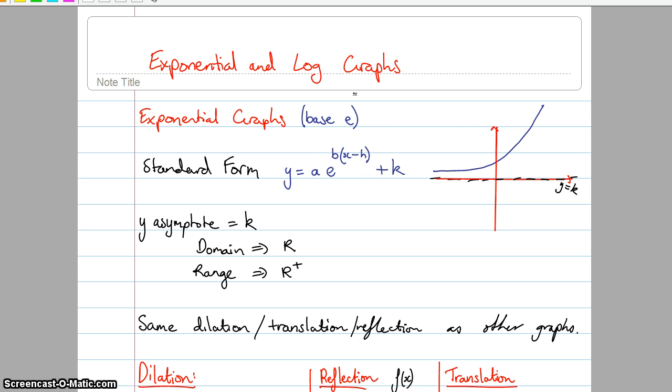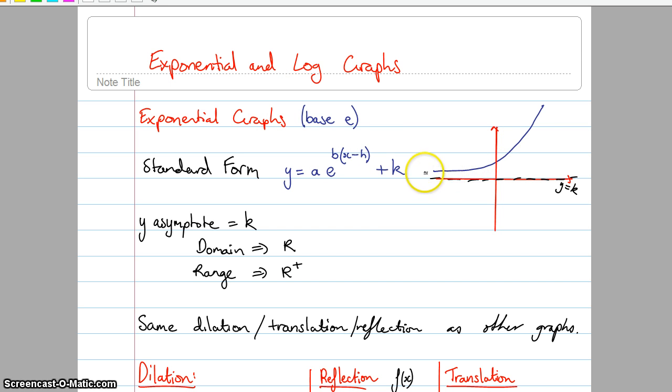Now, the standard form, I think you guys have seen a bit of this last year, so I'm going to assume a couple of things. Again, if you've got any problems, if you've got any questions, please let me know. So here's the standard form of an exponential graph. This is what the standard shape looks like.